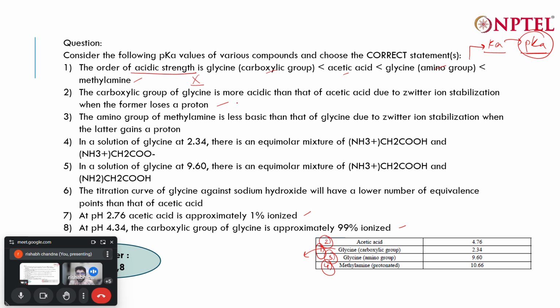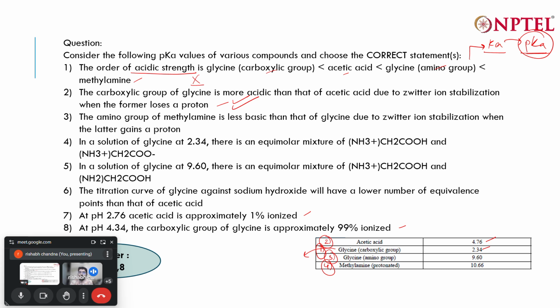Yes, this is correct. As we can see from the pK values itself, 2.34 is less than 4.76. So it is more acidic because of the zwitterion stabilization.